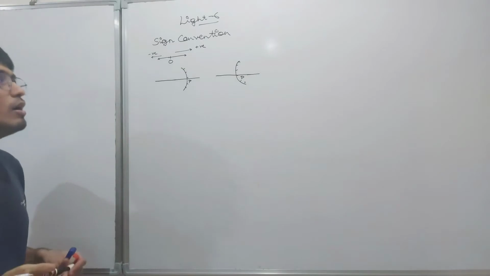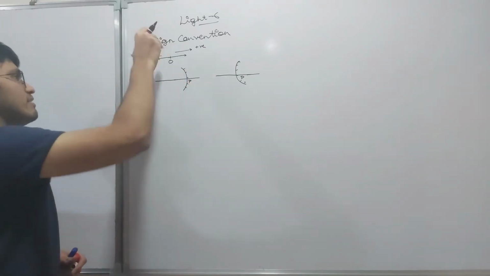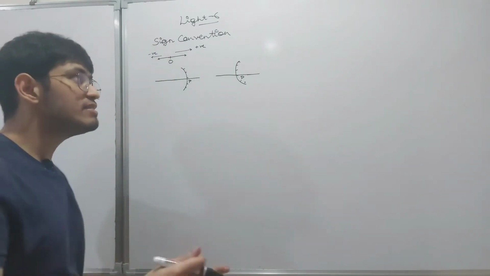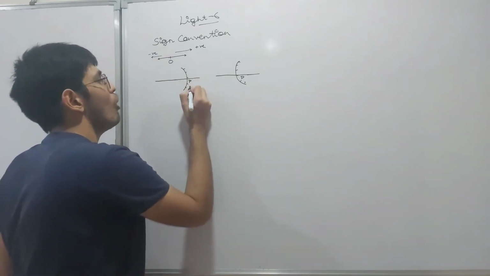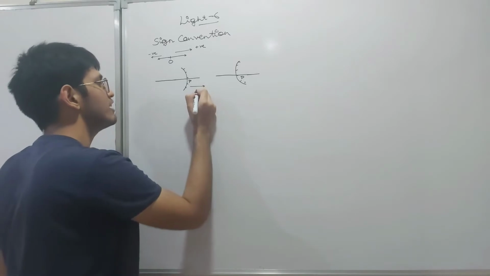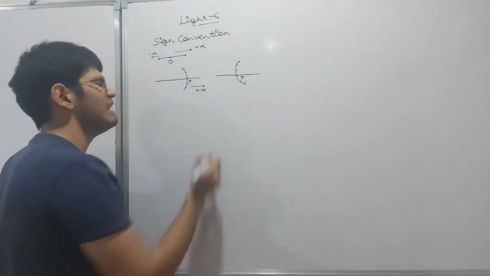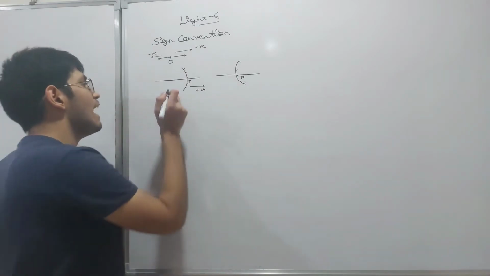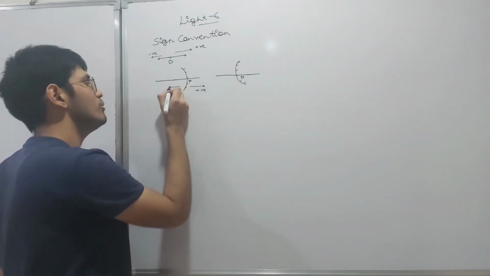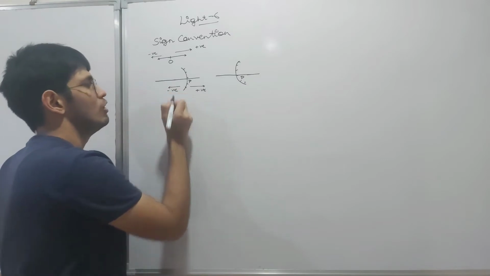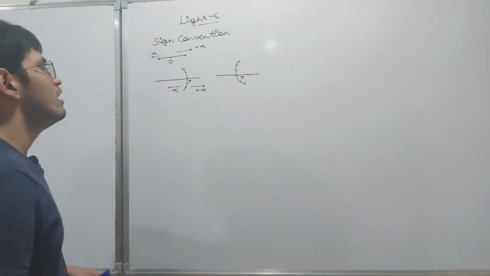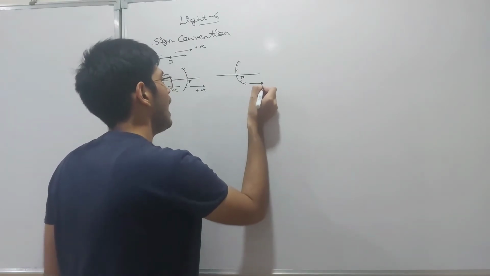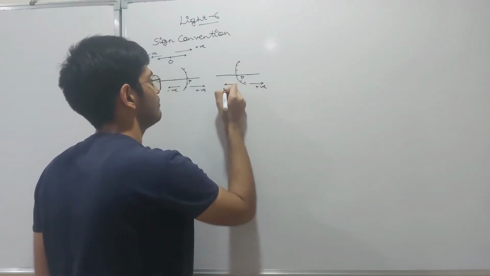Okay, now here this pole plays the role of the 0, which means anything which is there on the right of the pole will be treated as a positive quantity, and anything which is there at the left of the pole will be treated as a negative quantity. Okay, got it? Now in this case also a similar thing is happening. This is treated as a positive quantity and this is treated as a negative quantity.